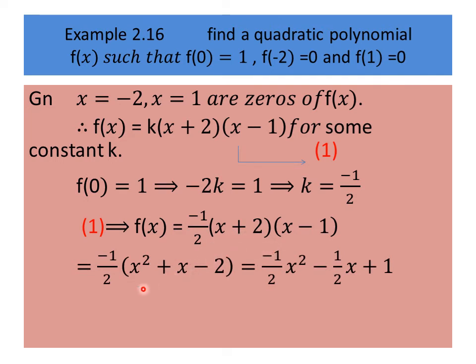Now you can simplify this, minus 1 by 2 into, multiply both the values. So x into x, x square. So in the next x term, how you can find it, 2x then minus x. 2x minus x means it will be x. Then 2 into minus 1, it is minus 2. It is equal to, you can take this minus 1 by 2 inside. So you will get minus 1 by 2 x square minus 1 by 2 x plus 1. This is only our f of x value.